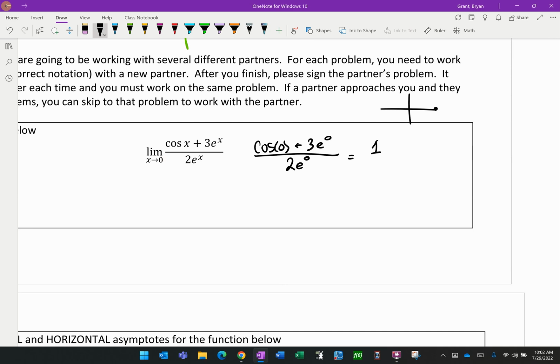If we start over here, this is the point (1, 0), and cosine is always the x. Okay, plus 3, anything to the 0th power is 1, over 2 times 1. I'm getting 1 plus 3 is 4 over 2. I'm getting an answer of 2. I think that's our final answer, just 2.